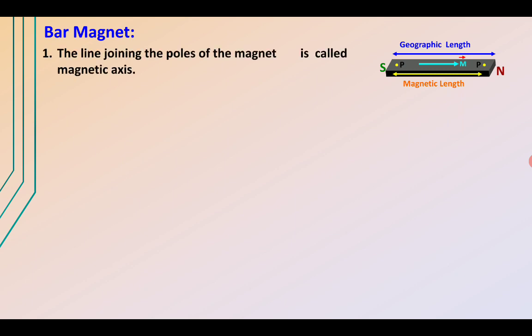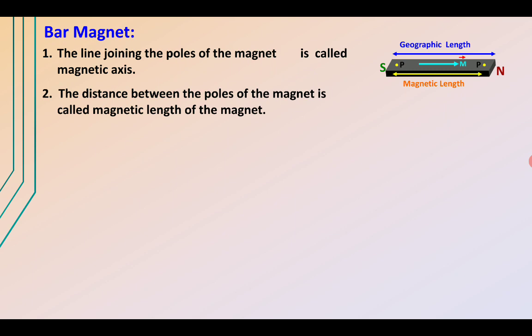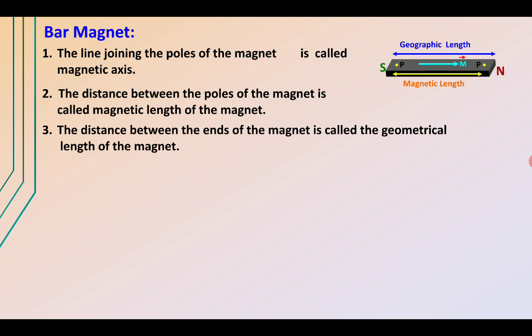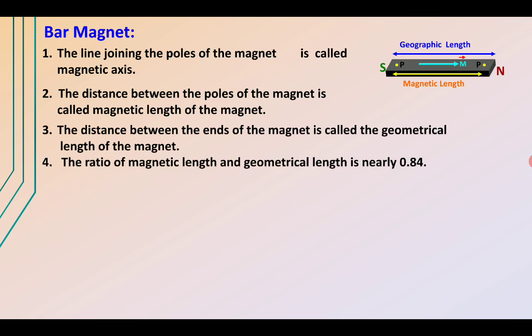Now, let us define the magnetic axis. Basically, the line joining the poles of a magnet is called the magnetic axis. That is, the line passing through the poles of the magnet is known as the magnetic axis of the magnet. The distance between the poles of a magnet is called its magnetic length, which we had already discussed. And what is geographic length? That is the original length of a given magnet. Another term is the magnetic equator: the line passing through the center of the magnet and at right angles to the magnetic axis.